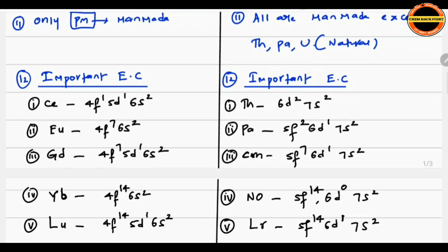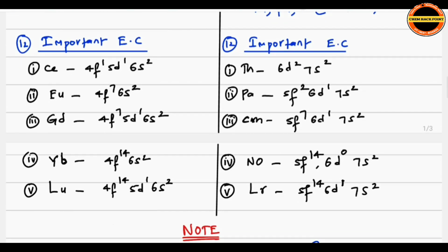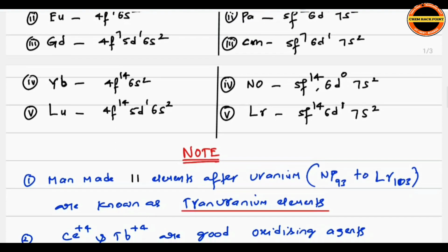Important electronic configurations: these you need to remember. Cerium, Eu, Gd, Yb, Lu. Similarly here Th, Pa, curium, No, lawrencium. So these configurations you have to remember in this case. Okay. Next, write one note.